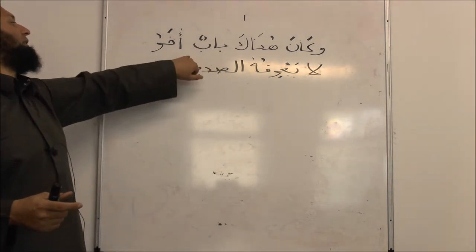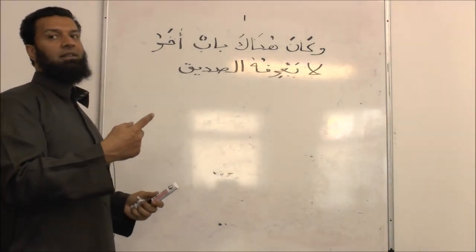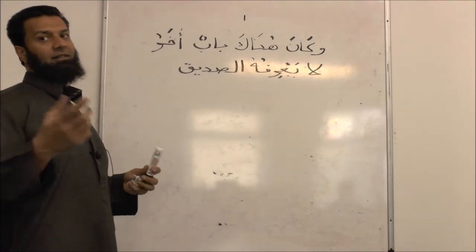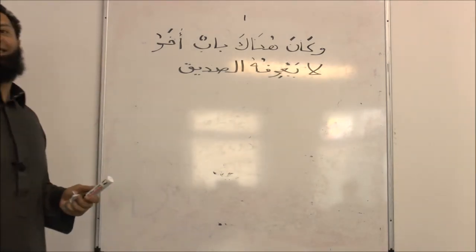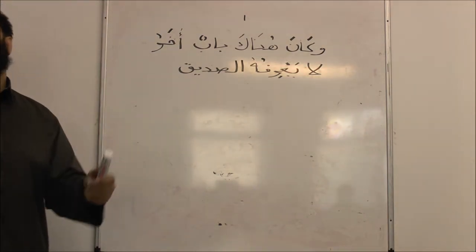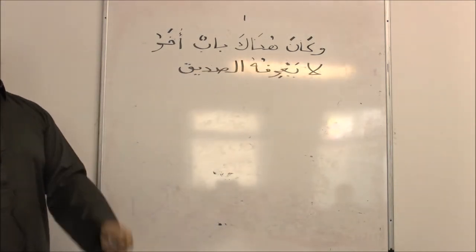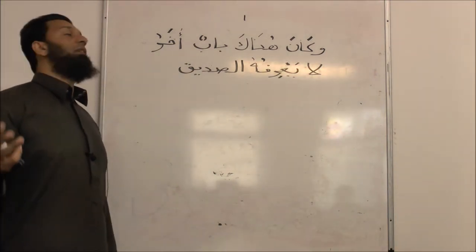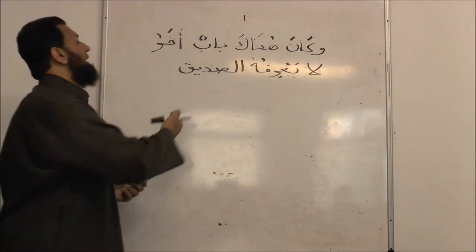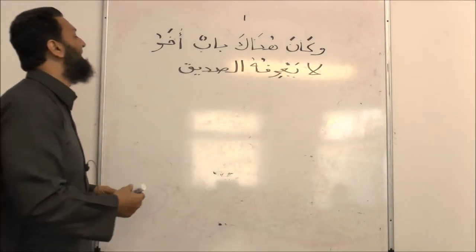What goes on the qaf here? As-sadiq. Is it as-sadiqu, as-sadiqa, or as-sadiqi? As-sadiqa? Why as-sadiqu, Ahsan? You don't need to guess. You can work it out. You have a fi'lun here, ya'rifuhu. What follows a fi'lun? The fa'ilun. Does as-sadiq sound like a fa'ilun, and does it fit in the context of the sentence?